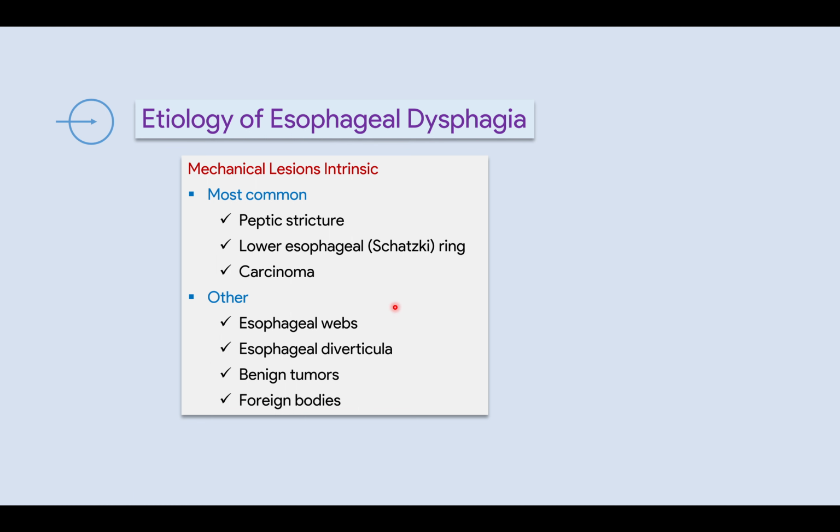And what are the other causes? It will be esophageal webs, esophageal diverticula, benign tumors such as leiomyoma or lipoma, and foreign bodies, mostly seen in children. Children suddenly take some foreign body into the esophagus, and that leads to an acute obstruction and dysphagia. Or an elderly patient who has dementia or Parkinson's disease has difficulty in coordination and can have a foreign body in the esophagus, leading to mechanical dysphagia.